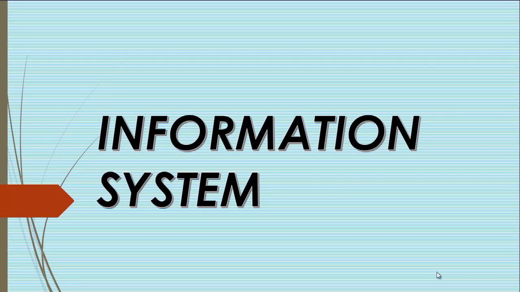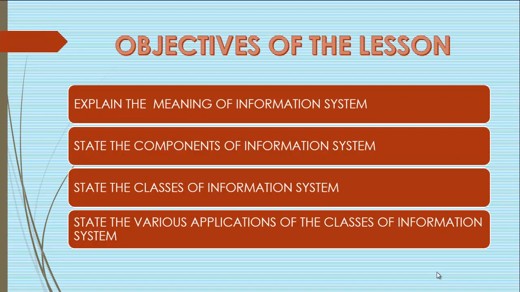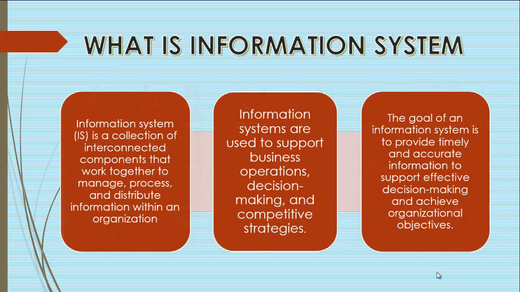So, we begin this lecture by looking at the objectives that we hope to achieve at the end of this lecture. At the end of this lesson, we should be able to explain the meaning of information system. We should be able to state the components of information system. We should be able to state the classes of information system. And we should be able to state the various applications of these classes of information system.